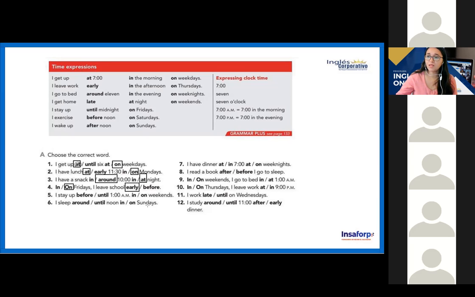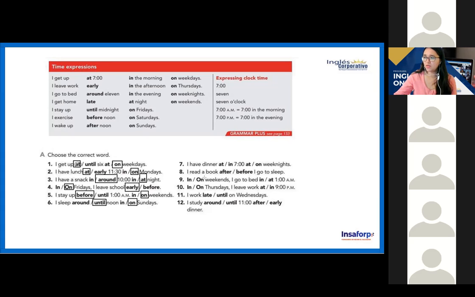Before. I stay. Okay, we can say I stay up until two. We can use until, right? Or before two. Okay, and is it in or on? On. On, right. And I sleep around until, what is the expression? Around. Until. It can be until, right? Hasta mediodía, until noon. Is it in or on? On. On, right. Okay.